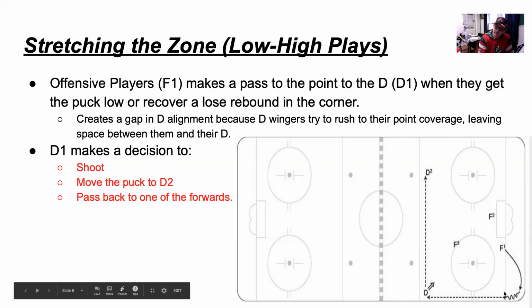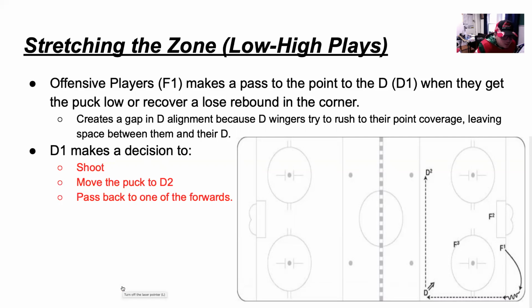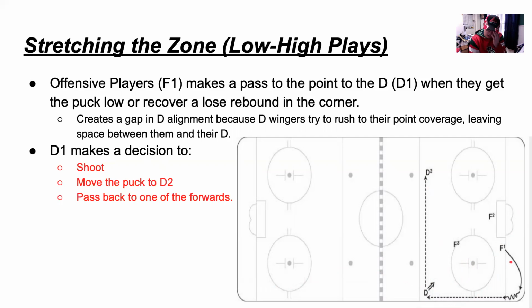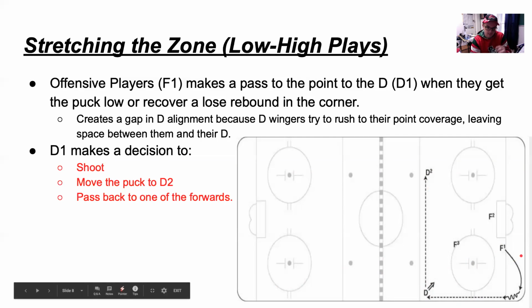Now, if F1 continues to move his or her feet, we can be open. So I'll show you the play here. And D1 makes a decision. So if D1, which is here, okay, if there's an open lane, he or she can make the decision to shoot or make a pass to D2 or pass back to one of the forwards, which is F1. So I'll talk about this play, how it could work. 3 scenarios, like we just talked about.